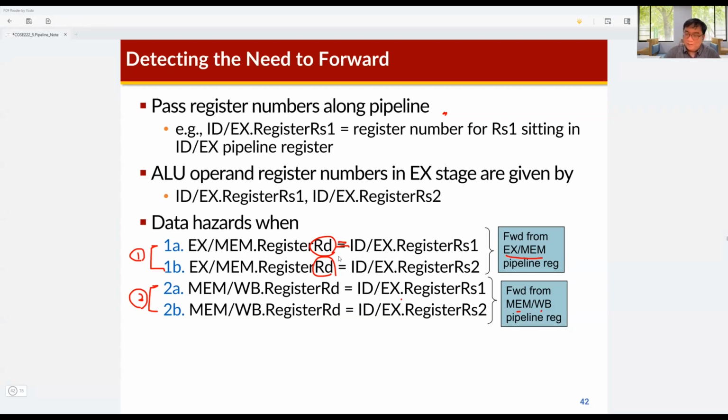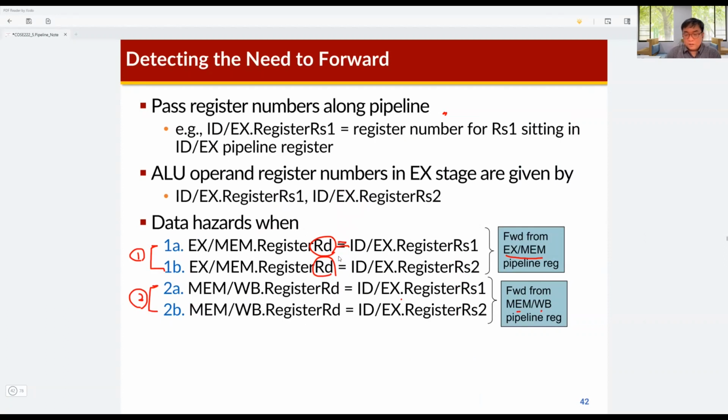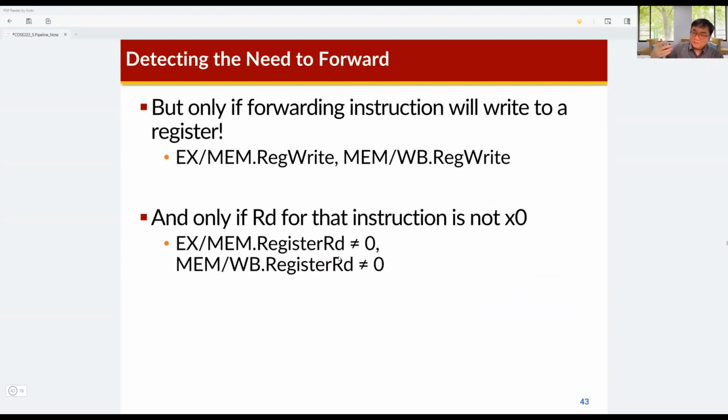I hope everyone can understand. So this is the basic condition for data forwarding, but we need to consider whether the destination register is valid. So what is the case?